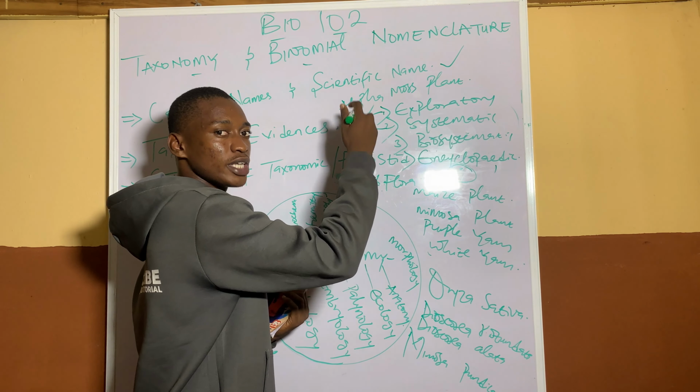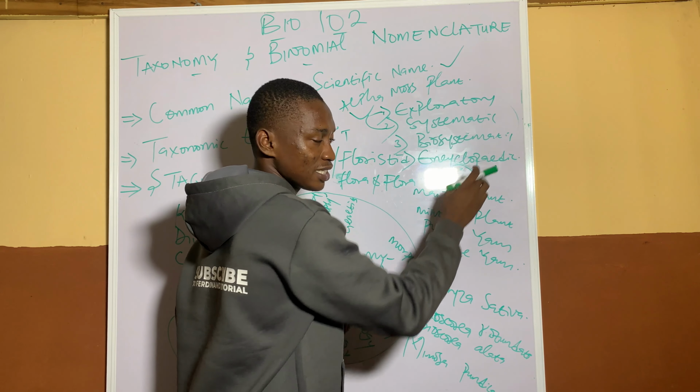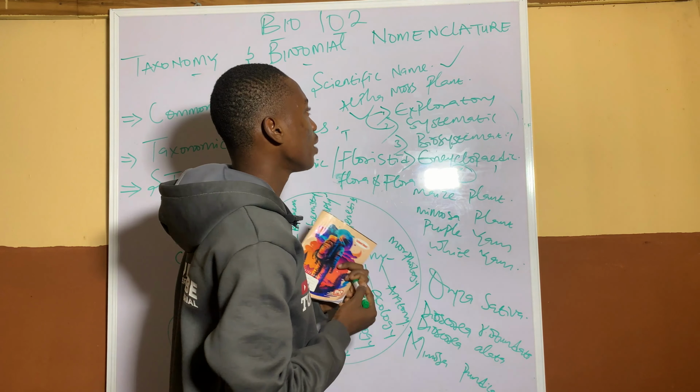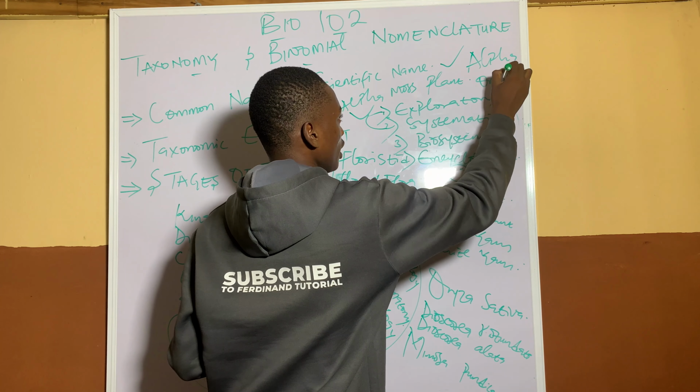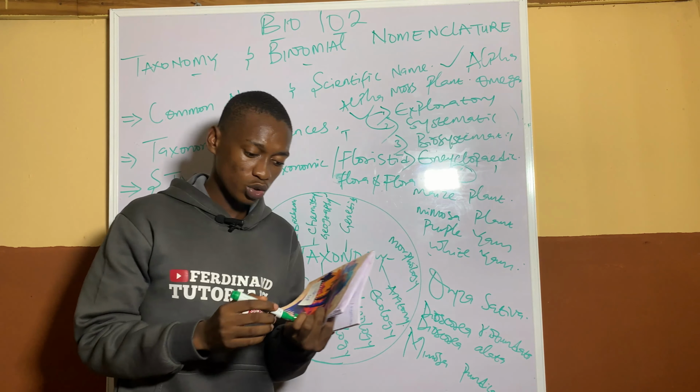Exploratory and systematic are under alpha taxonomy. Biosystematic and encyclopedic are under what? Omega taxonomy. Alpha, this is the alpha, and this is the what? Omega. So this is where we'll stop in this video.